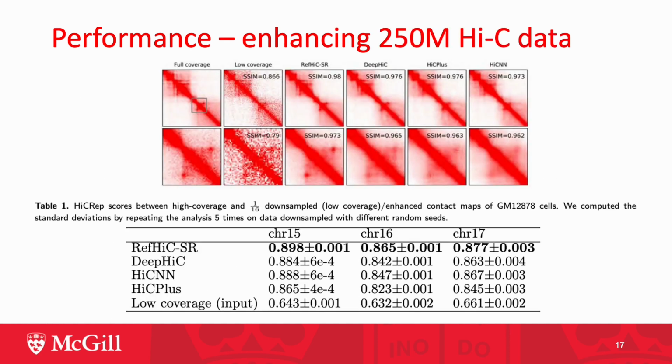We first enhanced a typical coverage Hi-C contact map using different tools. Here is an example of enhanced full coverage and low coverage Hi-C contact maps in a small region. As you can see, all the enhanced contact maps are very similar to the ground truth. They achieve a very high structural similarity index. We then evaluate the enhanced contact maps by comparing them against the full coverage data with HiCRep. Across all chromosomes, RegSys SR outperforms other tools slightly in contact map enhancement.